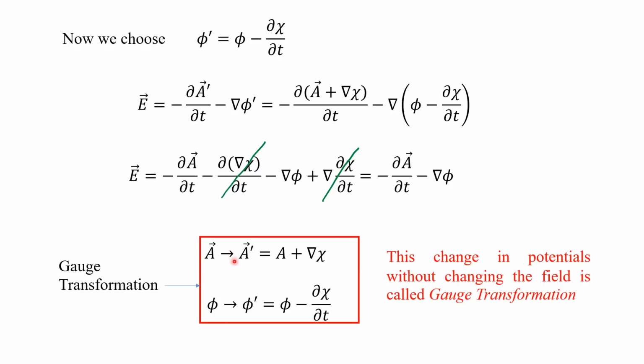That is, when A goes to A prime, which is equal to A plus gradient chi, then pi goes to pi prime, which is equal to pi minus the partial time derivative of chi. So this is called gauge transformation. This change in potential without changing the field is called gauge transformation.